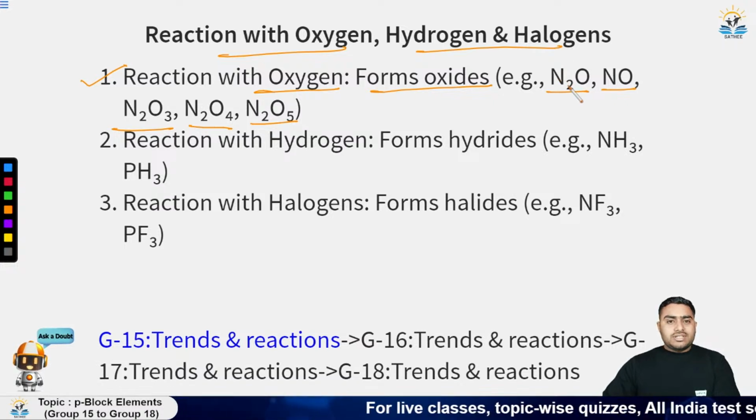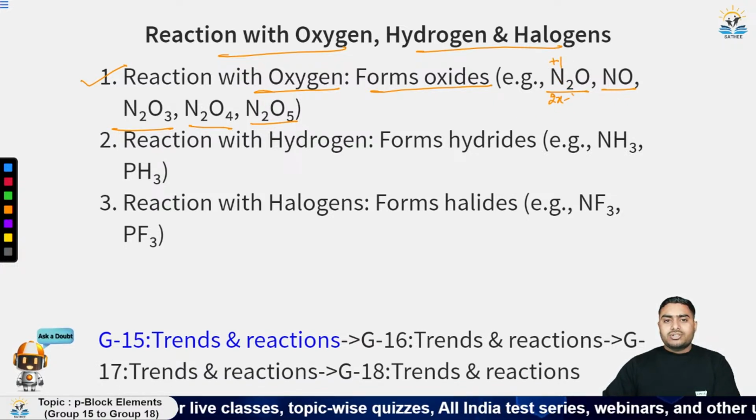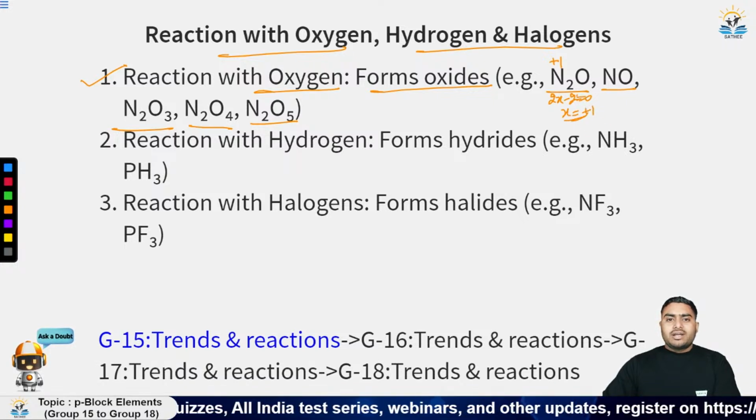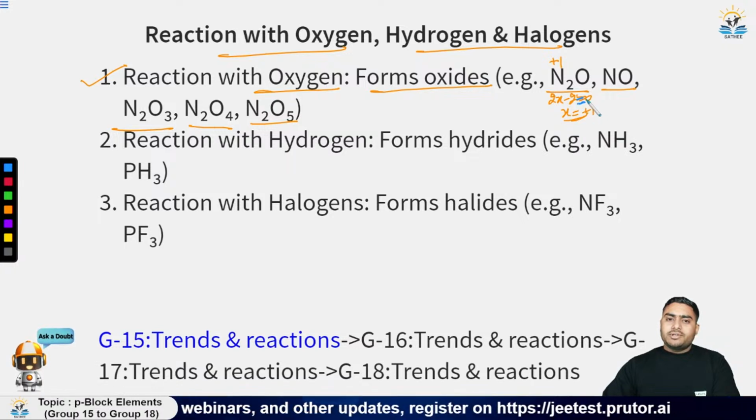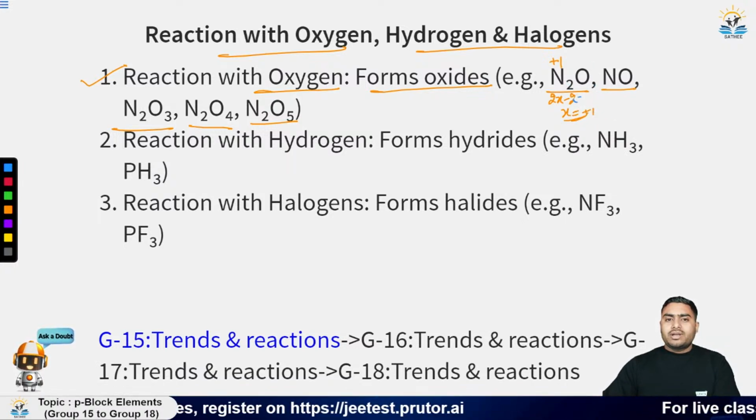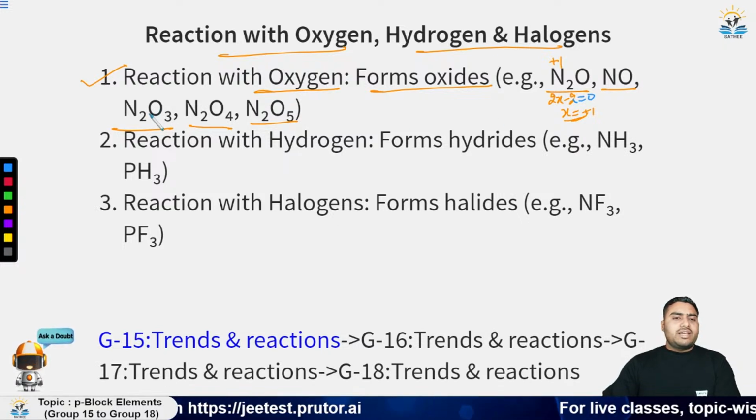You can see the oxidation state. In the case of N2O it is +1, right? Because 2x minus 2 equals 0, you have to calculate like this. So x comes out to be +1. In the case of NO, similarly you can calculate the oxidation state. Similarly N2O3, N2O4 and N2O5.